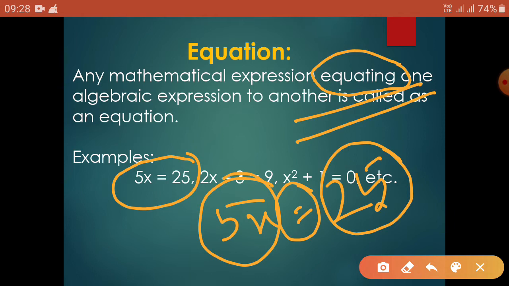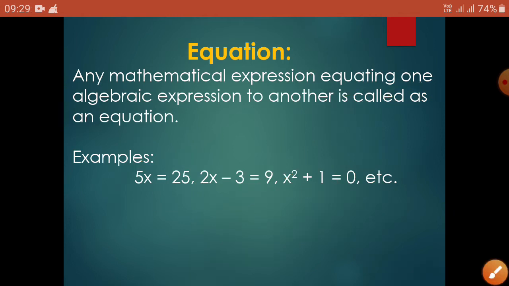Got it? So here the values are the same on both sides. Here in the middle we are using the equal sign. So a mathematical expression equating one algebraic expression to another is called an equation. Okay, go to the next slide.